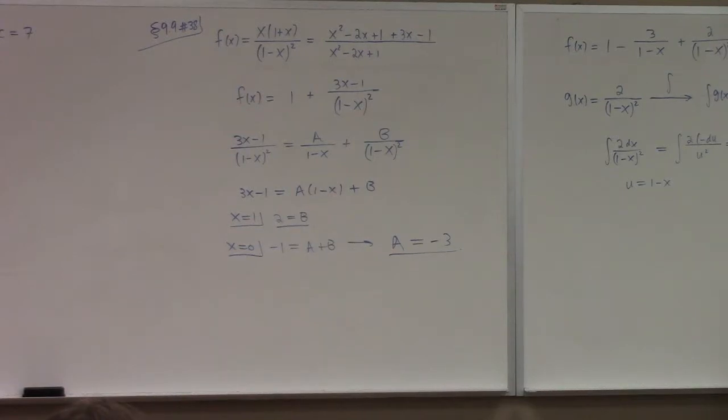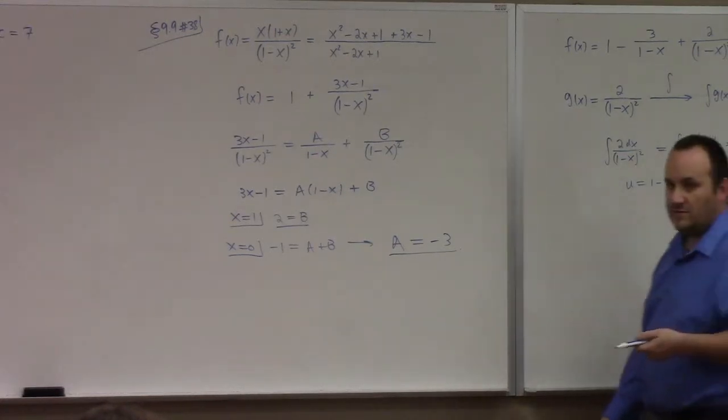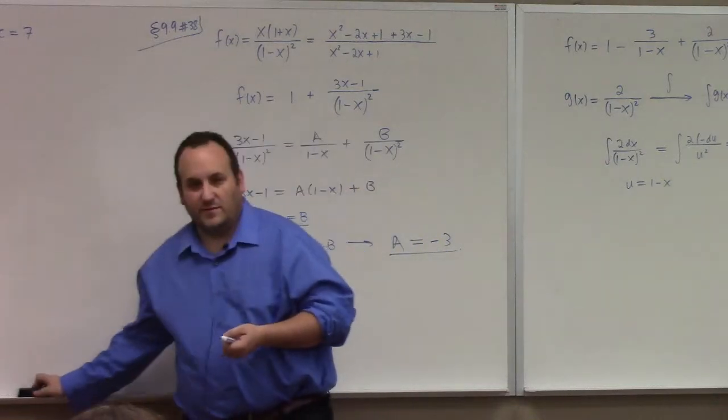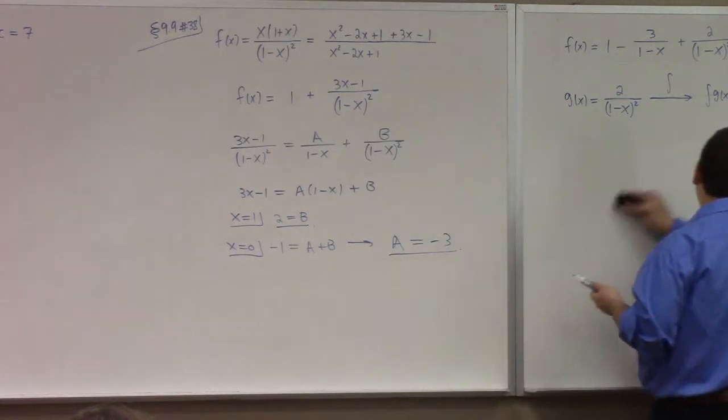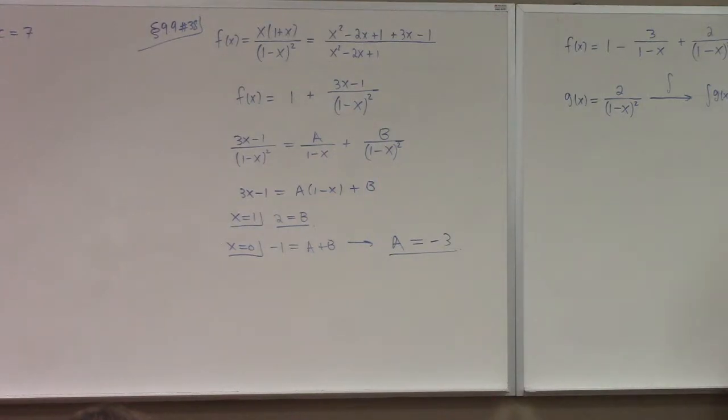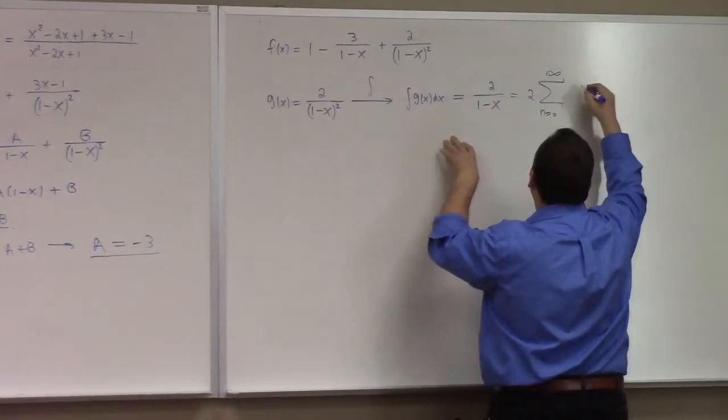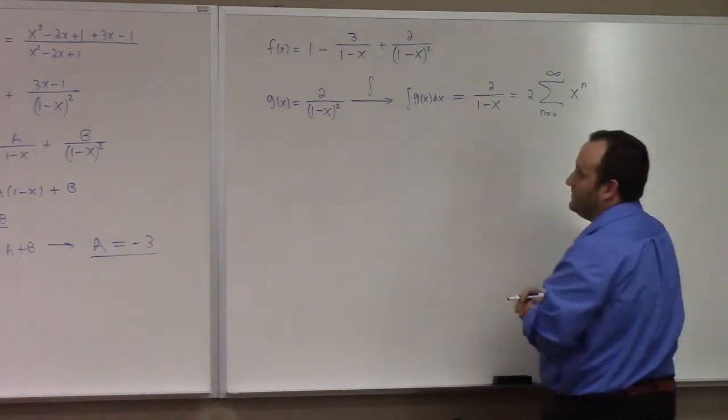All right, let's work through that. Yeah, the signs are kind of perilous here. But why did we do that? It's because now at that stage we can apply the geometric series result. I can't apply geometric series directly to what I have, but I can apply it to the integral of what I have. And so this is going to give me twice the sum n equals 0 to infinity x to the n.